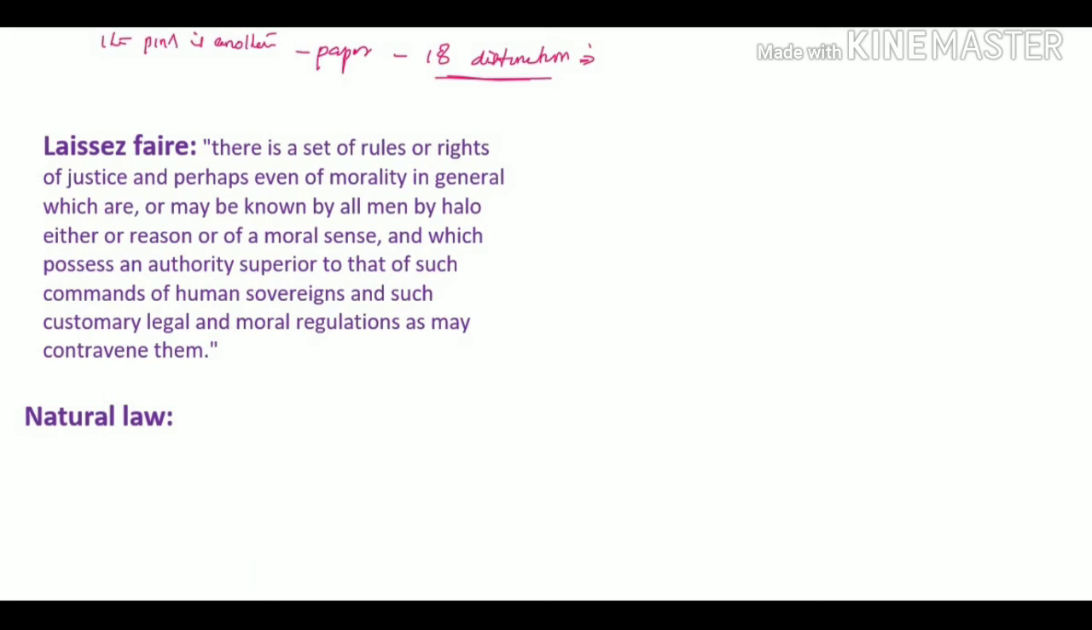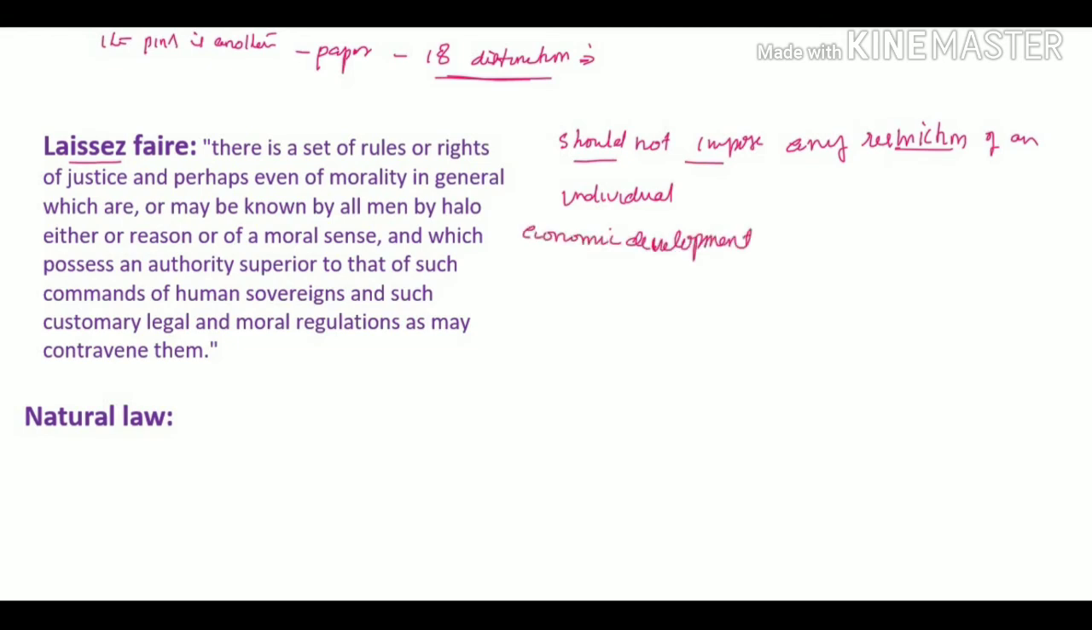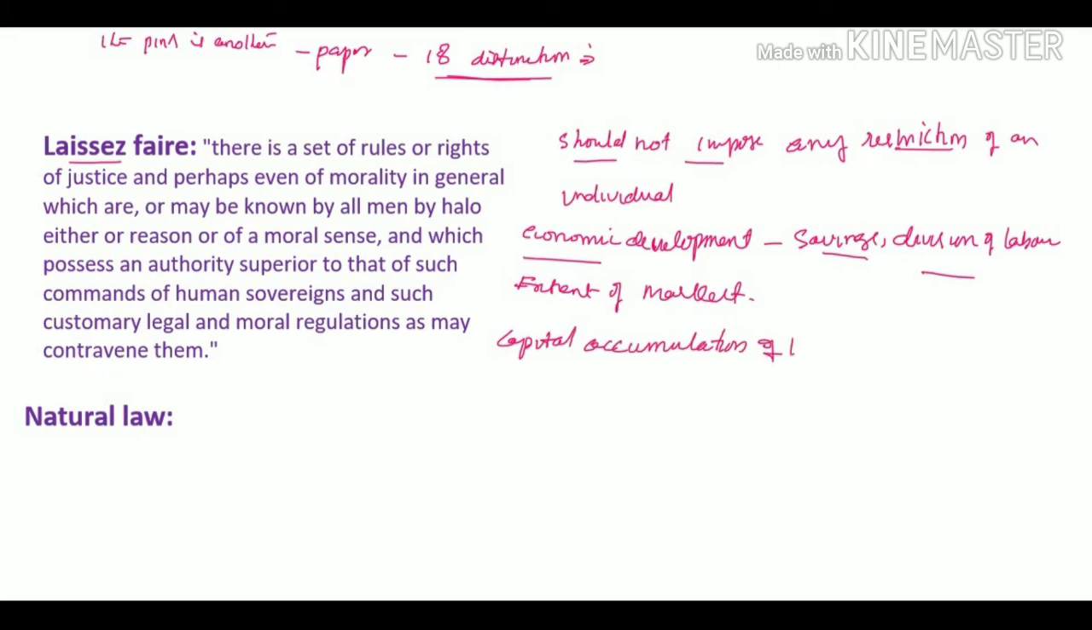Adam Smith's theory is based on the principles of laissez-faire, which requires that states should not intervene or impose any restriction on the freedom of individuals. So all business should be left free. The theory of economic development is based on the pillars of savings, division of labor, and wide extent of market. In this theory of economic development of Adam Smith, capital accumulation is the starting point.